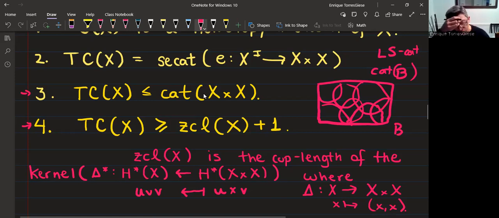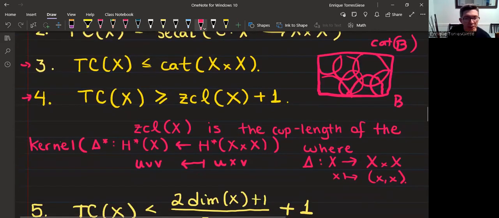There are cases when people have to use other devices, like for instance, obstruction theory, to be able to compute the exact value of the topological complexity. So these are basic, but they are very useful. And there are, let's say, some refinements of these bounds to compute the topological complexity of a space.